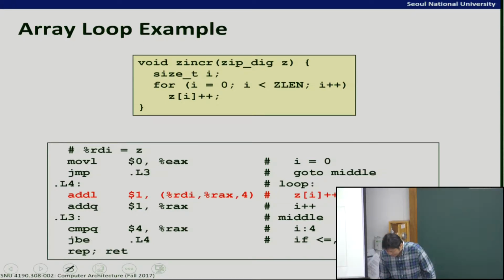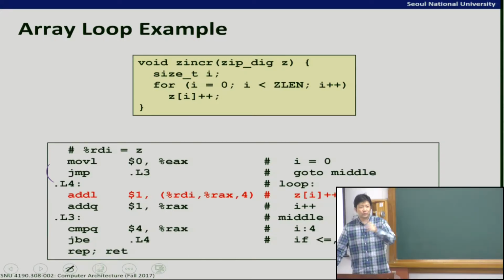So let's start with this part. You already know how we can transform this for loop into assembly. We already covered that part. So it first tests.